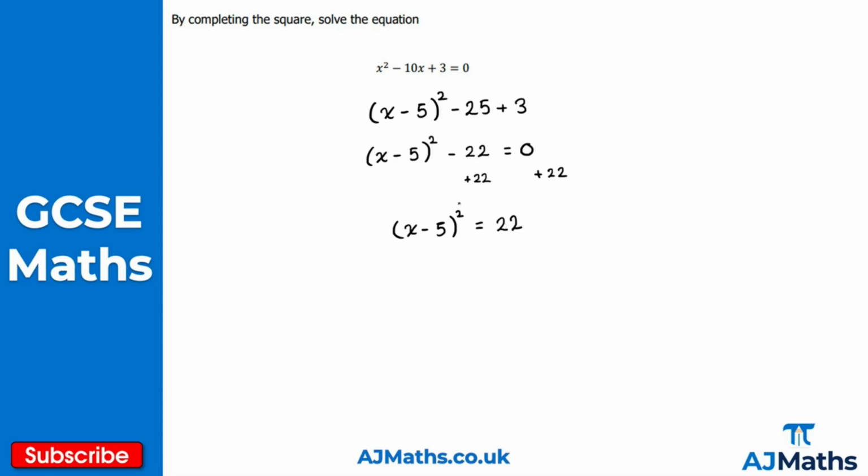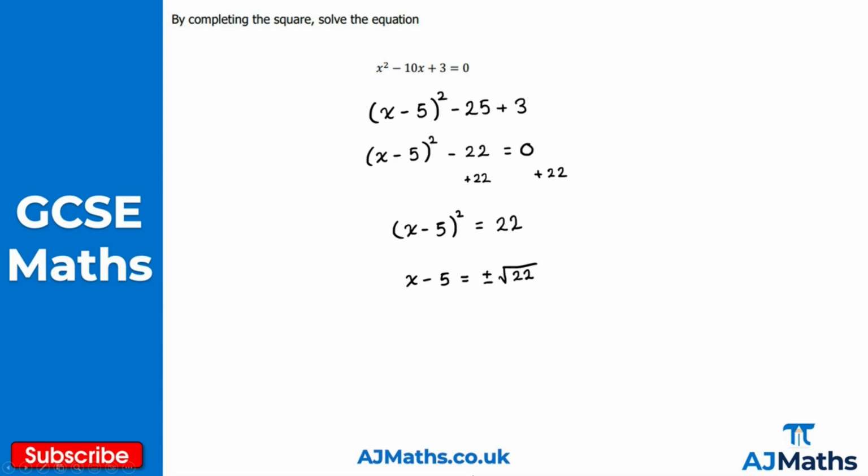Now we want to get rid of this square here. To get rid of the square, we do the opposite, and I'm going to square root both sides. So I'm going to get x minus 5 on the left-hand side. Now on the right-hand side, take care. When you square root this, because we're looking to solve an equation, we're going to have two solutions. We're going to have the positive solution and the negative solution. So we need a plus or minus in front of the square root. Okay, so that's the square root of 22.